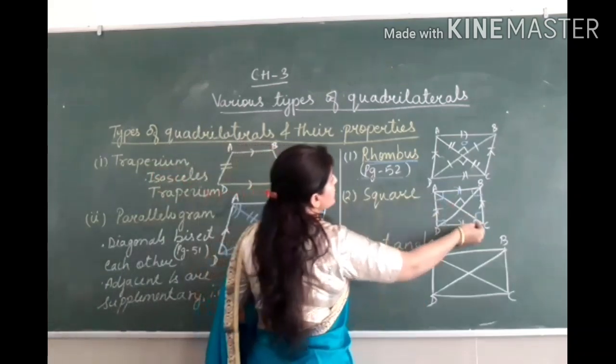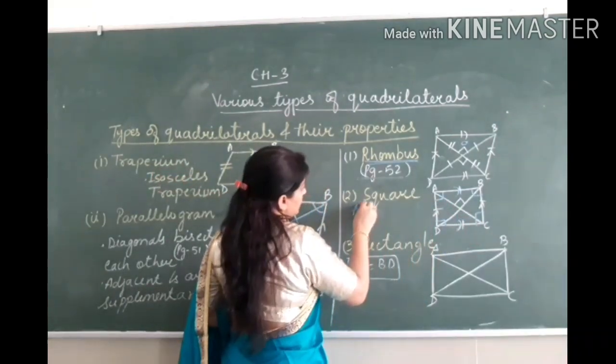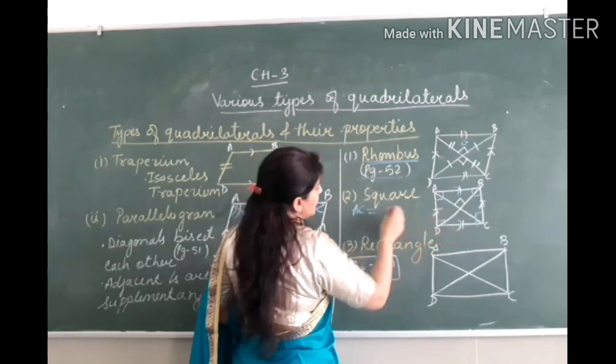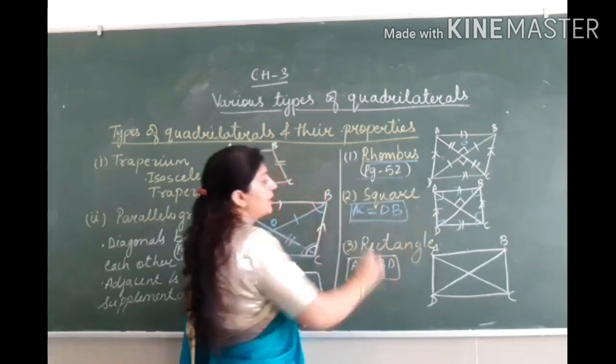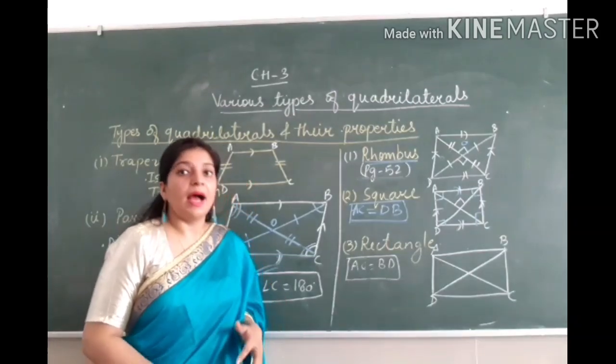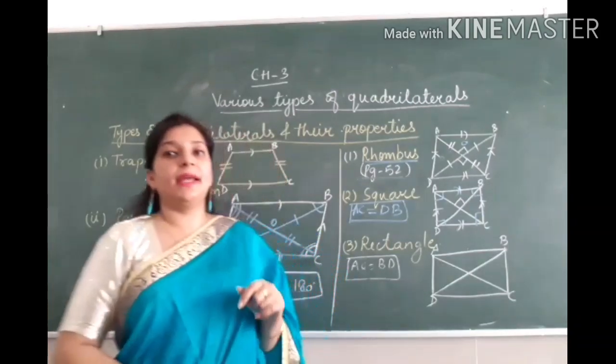Now its diagonals are equal. The one important property is AC is equal to DB. So diagonals of the square are equal and they bisect each other at 90 degrees.